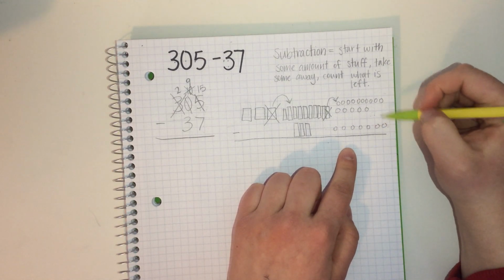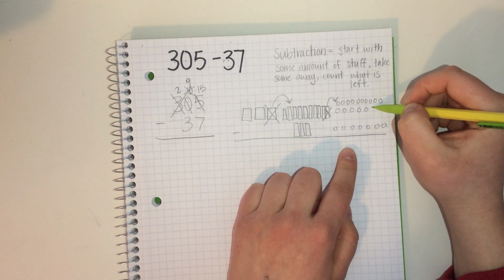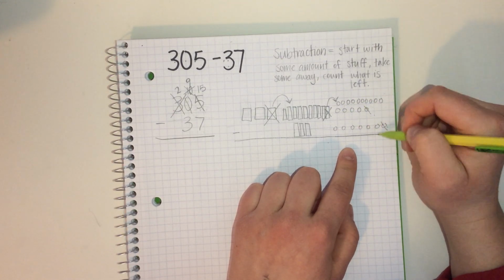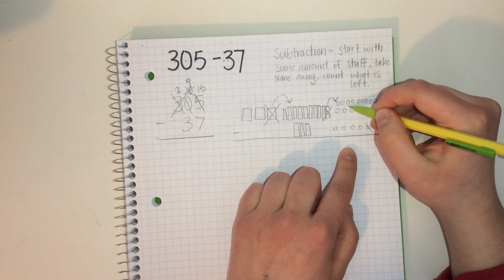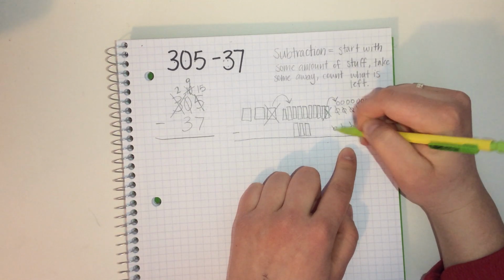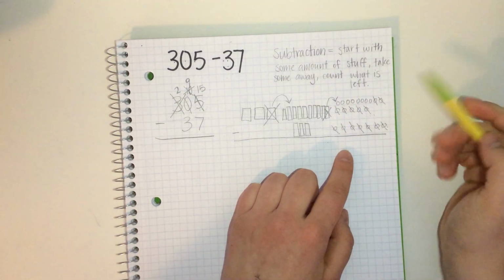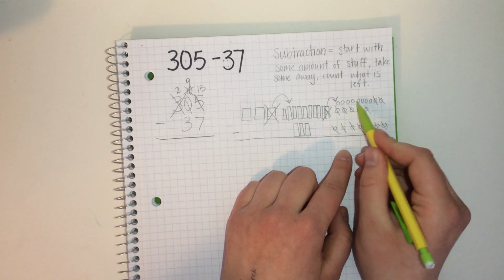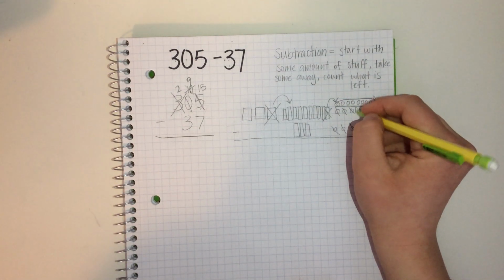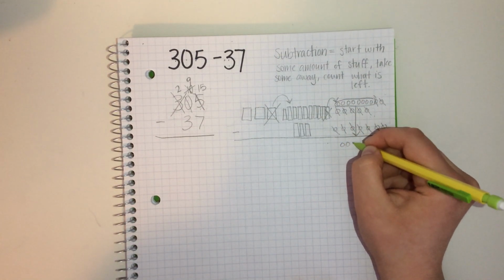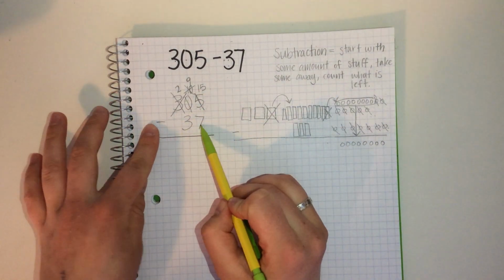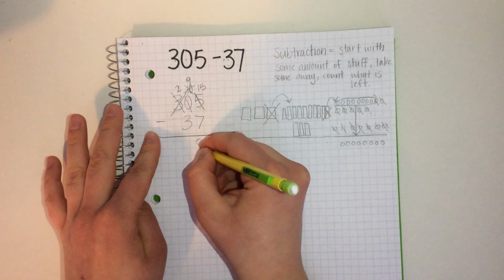So if we cross out one single from this group for each of these singles, we'll go 1, 2, 3, 4, 5, 6, 7. And let's count how many we have left over. 1, 2, 3, 4, 5, 6, 7, 8. So we'll bring these 8 singles down here. So we know that 15 minus 7 in our numerical problem is going to be 8.